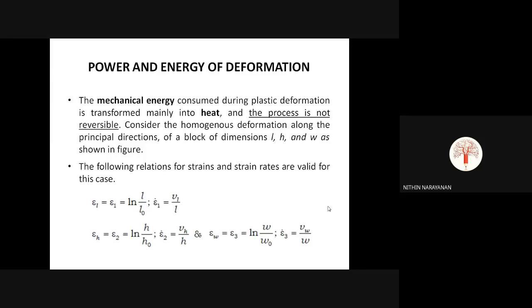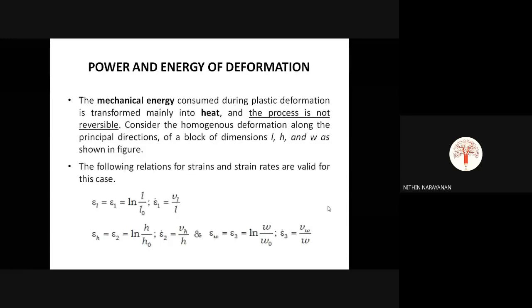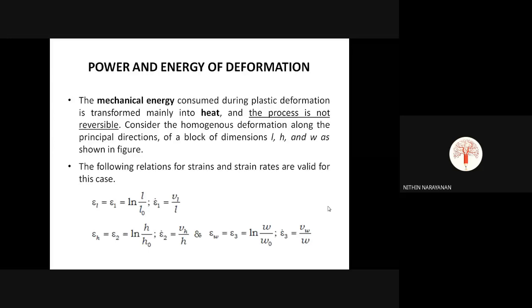So we are using mechanical energy to deform these materials. So the mechanical energy consumed during plastic deformation is transferred mainly into heat. But we know that whenever there is a deformation happening, actually the grains and all inside, the crystals, grains and all are moving along its slip planes and all.